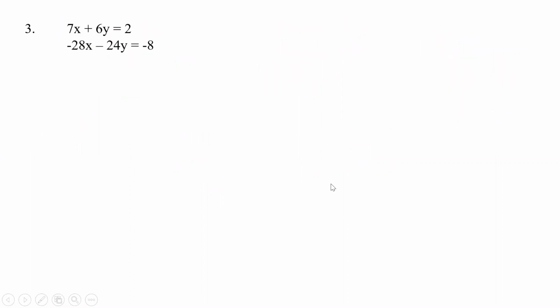All right, what about this one? So this one we have to think. Do I want to go from 7, multiply something by that to get 28, or do I want to take 6 times something to get 24? Well, 6 times 4 is 24, and it's the opposite sign, so I'm just going to take the first equation times 4. Well, 4 times 7, well, that's 28x. Guess what? That's 28x too, but a negative. Plus 24y equals 8. Then down here I have a negative 28x minus 24y equals negative 8.